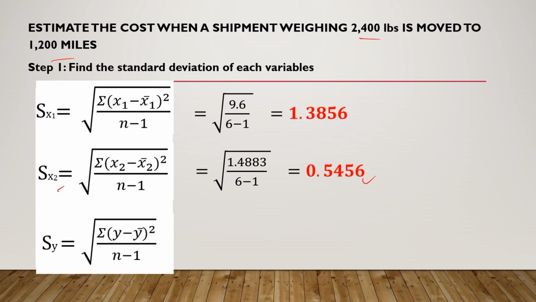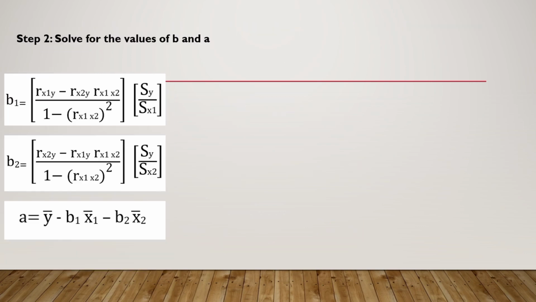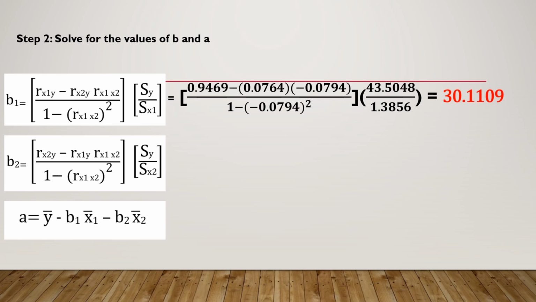For the sample standard deviation of x sub 2, we'll have 0.5456. Then for the sample standard deviation of y, we will have 43.5048. Then to solve for the values of b and a, these are the formulas that we have introduced. So B1 is equal to Rx1y minus Rx2y times Rx1x2 all over 1 minus the square of Rx1x2, times the sample standard deviation that we got a while ago, Sy all over Sx1. So just substitute the values. We'll have 30.1109.